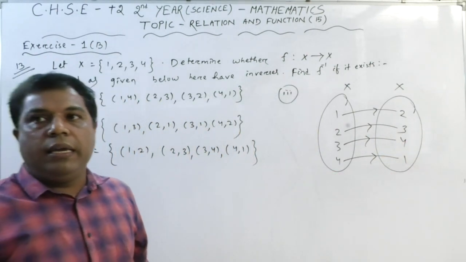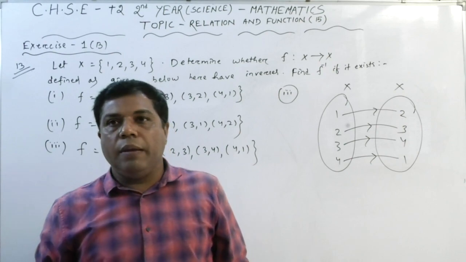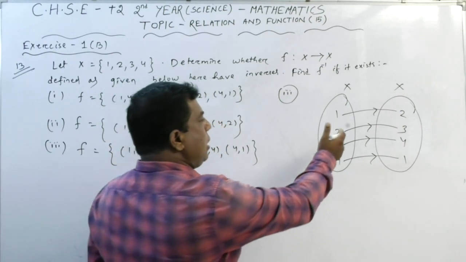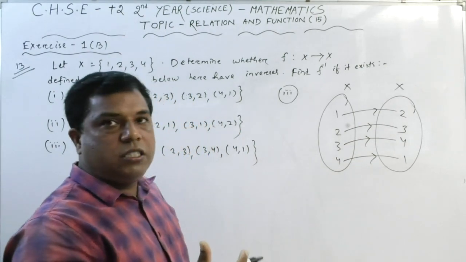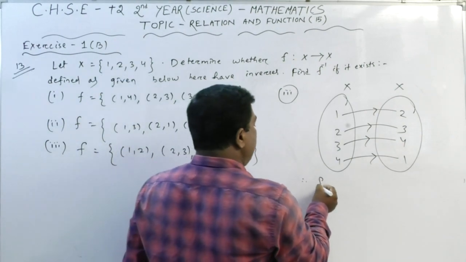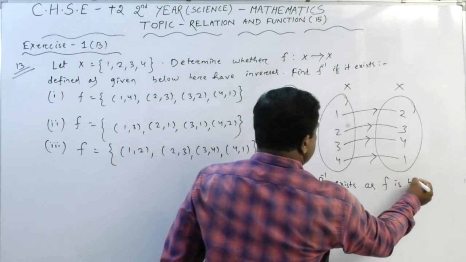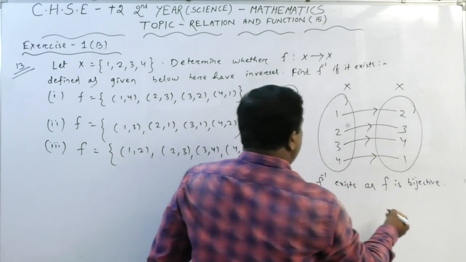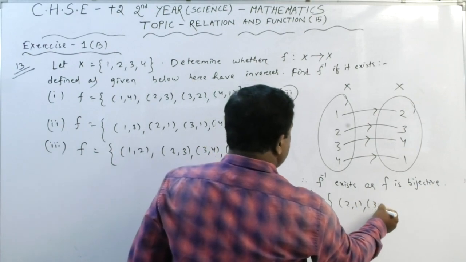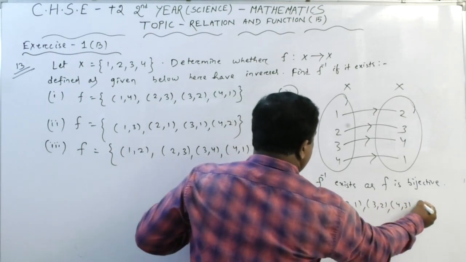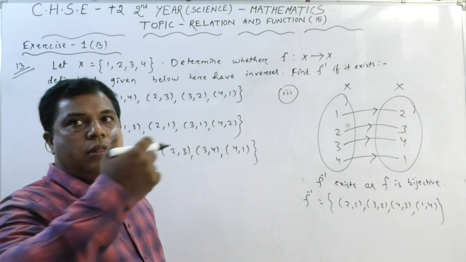Now again you see, does the existence of inverse happen or not? We can say inverse exists, because it is 1-1, clearly it is 1-1. Every different element has a different image. Next it is onto also. Therefore F inverse exists as F is bijective. Now what is F inverse? F inverse is 2→1, 3→2, 4→3 and 1→4. So this is the way to get the inverse function, the reverse way.